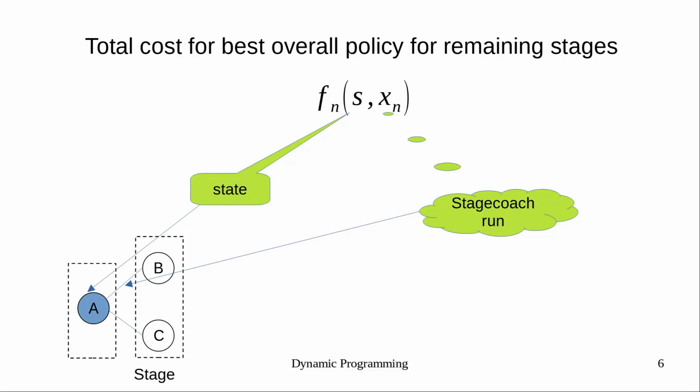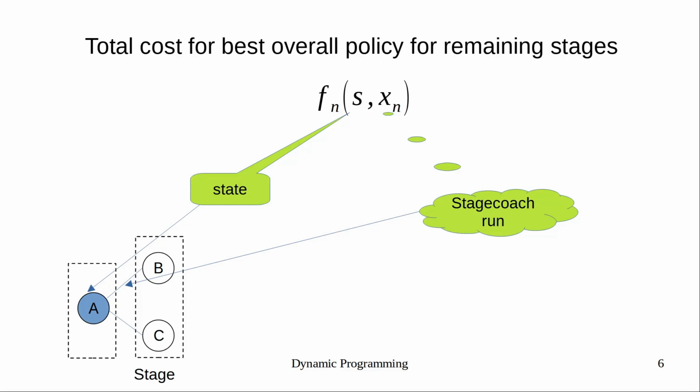I'll just explain that. Fn gives you the total cost to go from any stage. Now n could be, in our problem, 1, 2, 3 and 4. Right? So let us say you're at stage 2. The function fn, when calculated at stage 2, gives you the total cost for the best overall policy for the remaining stages. It gives you the cost from going from stage 2 to stage 4.